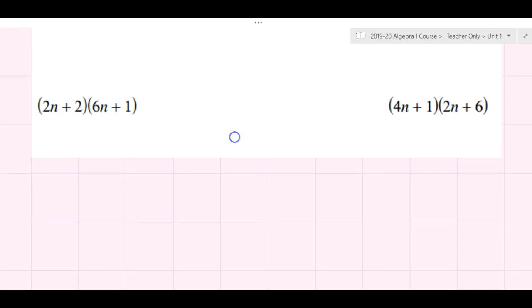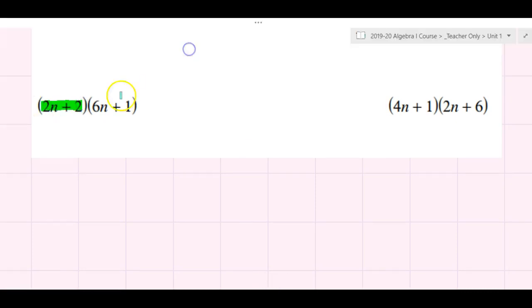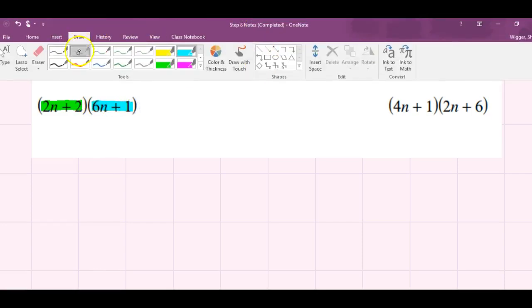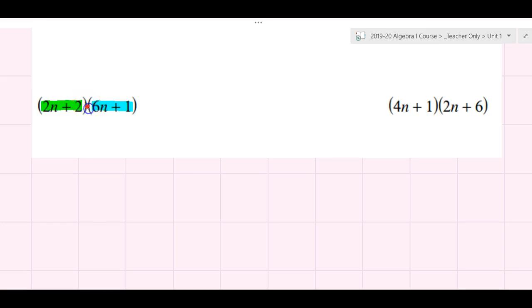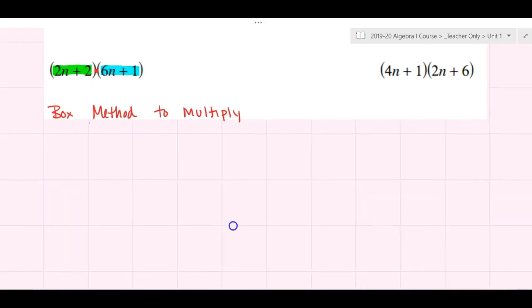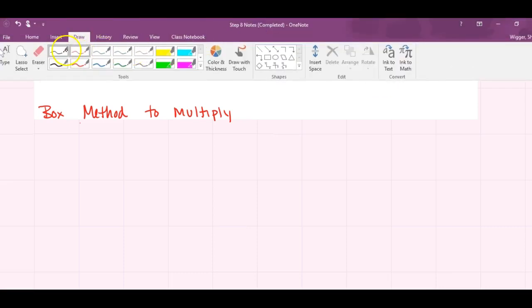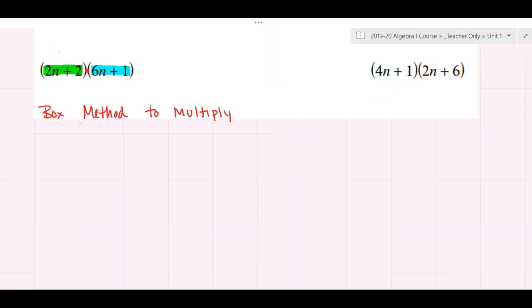When we have multiple terms in both parentheses, the multiplication gets a little bit trickier. We're multiplying here. Using this method helps us stay organized and guides us through the problem with very little error. So we're going to take the first set of terms, everything in the first set of parentheses, and write the terms along the top.